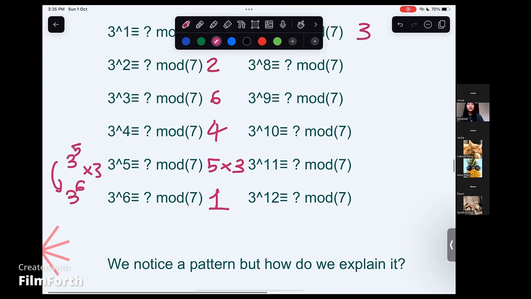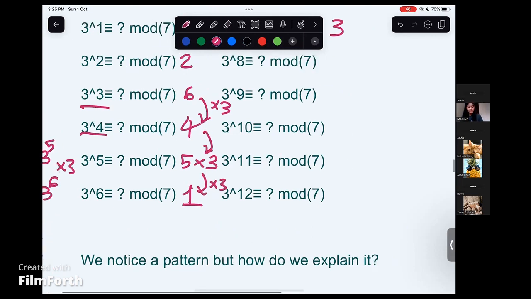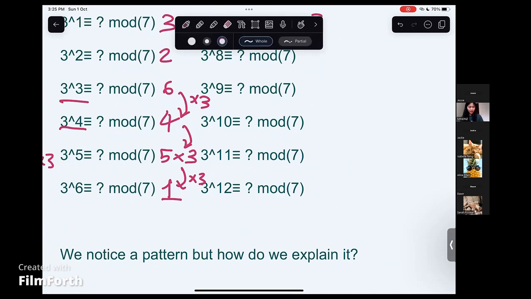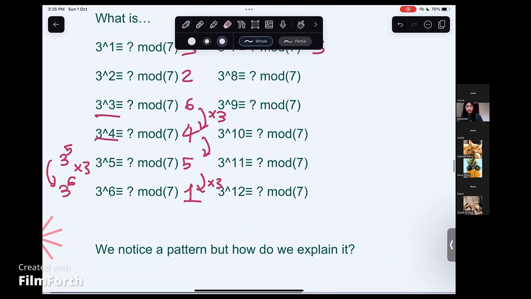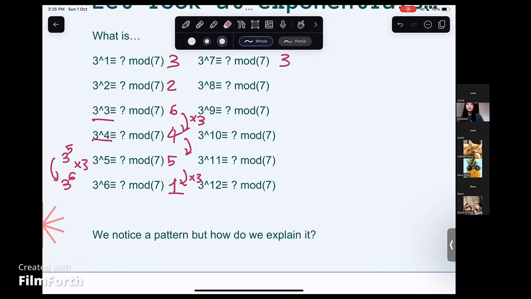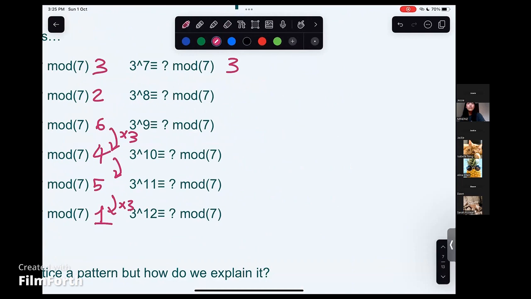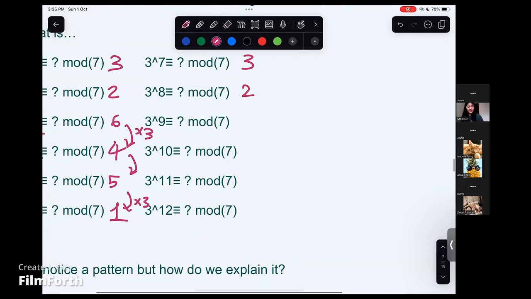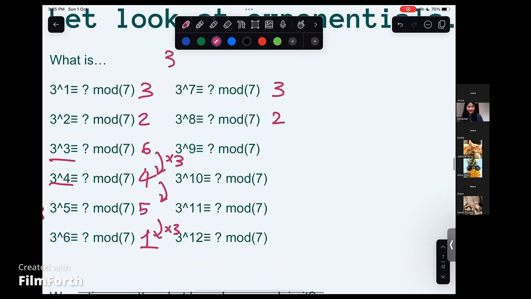So instead of actually timesing it out on this side, you times it by 3 on this side. It makes your life a lot easier, because you can just times by 3 and you don't have to actually find the value of 3 to the power 6 or something like that. So keeping that in mind, what do we have for 3 to the power 8? Okay, yep, 2.